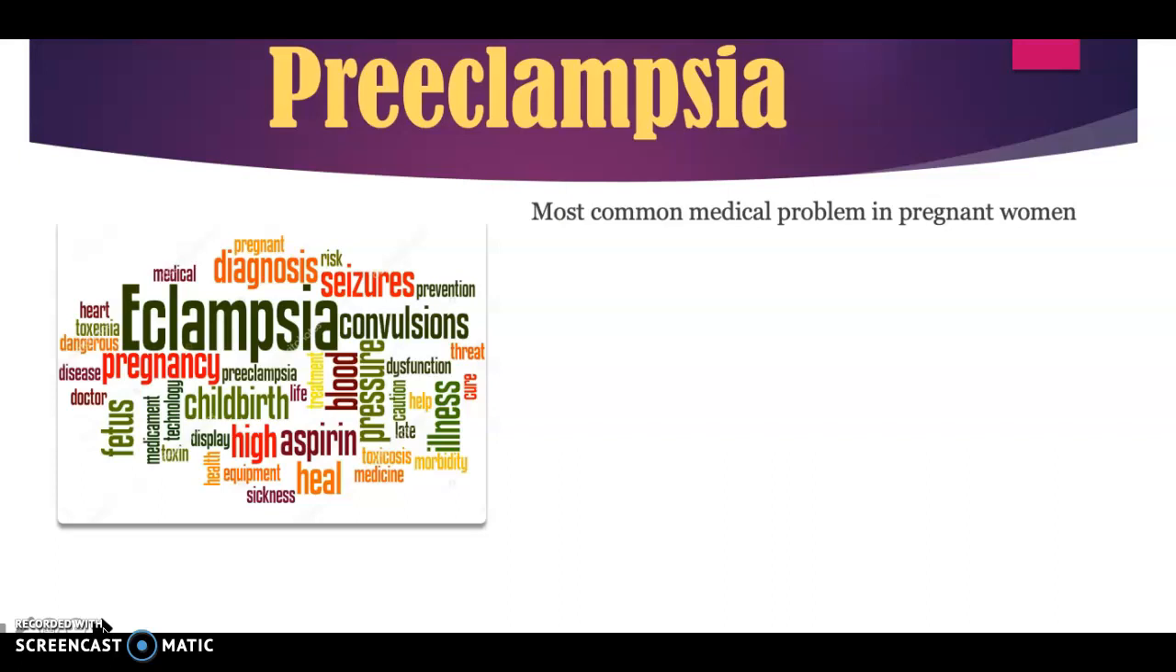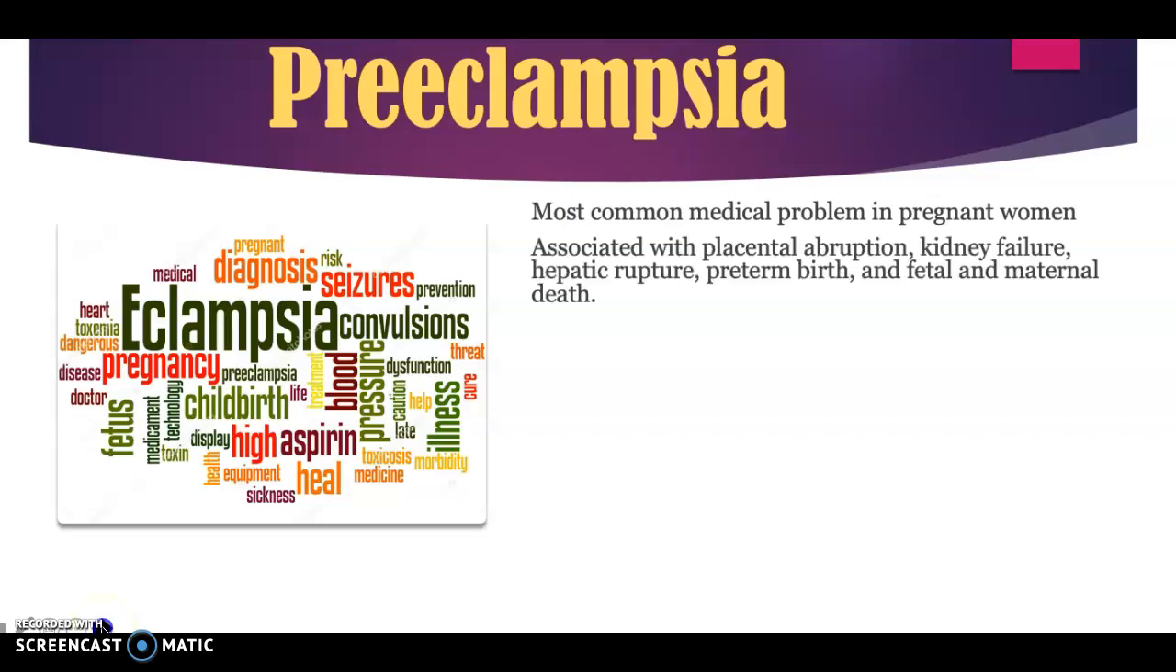It is the highest cause for preterm delivery as well, because how you solve this problem is you deliver the baby and you get rid of the placenta. That's the only way to stop preeclampsia. And when there's severe problems and emergency situations, they will deliver that baby even at really young ages to save that mom's life. So it's associated with a lot of really scary things: placental abruption, kidney failure, liver rupture, preterm birth, and it can even lead to fetal and maternal death if you don't get that baby out.